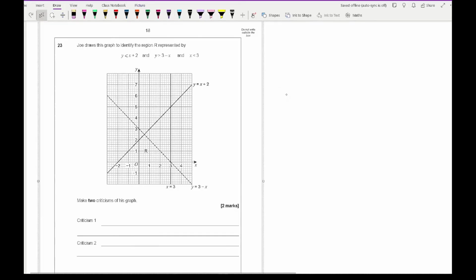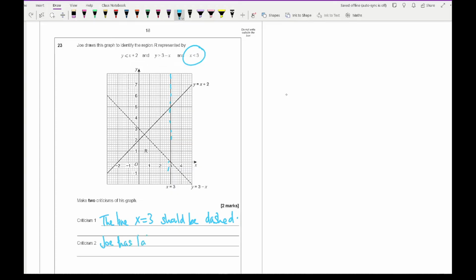So one criticism is that the line of x minus 3 equals 3 should be dashed. So this line here should be dashed because it can't actually equal it. And also that Joe has labelled the wrong region of R. So actually it's this region here that he should have labelled. I have no idea what he's done there.